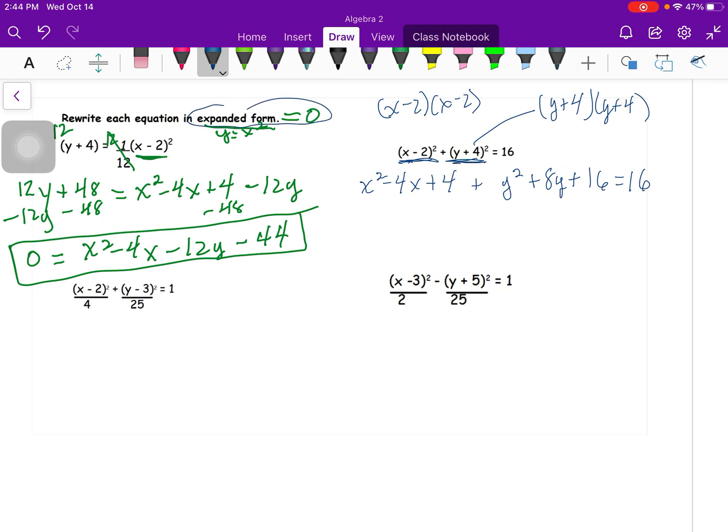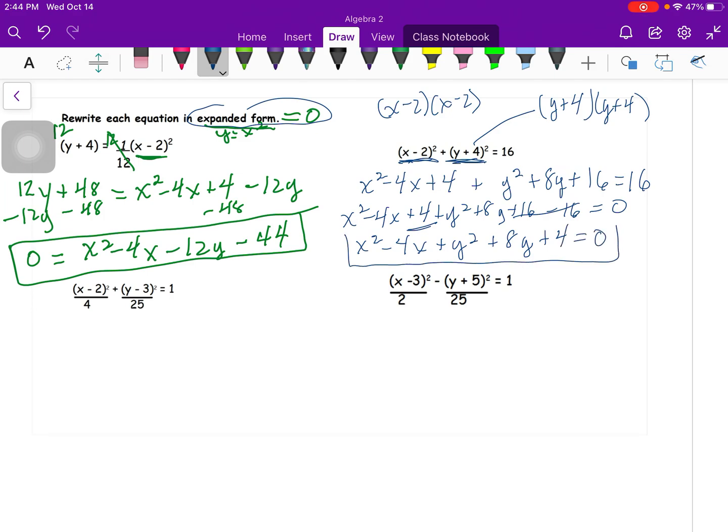Again, since I'm supposed to write it in expanded form, I must set it equal to 0. So I'm going to have to subtract that 16. So I have x squared minus 4x plus 4 plus y squared plus 8y plus 16 minus the 16 equals 0. Well, 16 minus 16 is 0, so I'm going to put my x's first. X squared minus 4x plus y squared plus 8y, and then I have this plus 4 equals 0. And there I've changed it to expanded form.